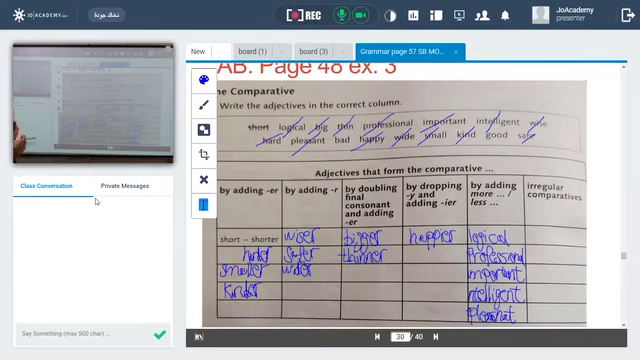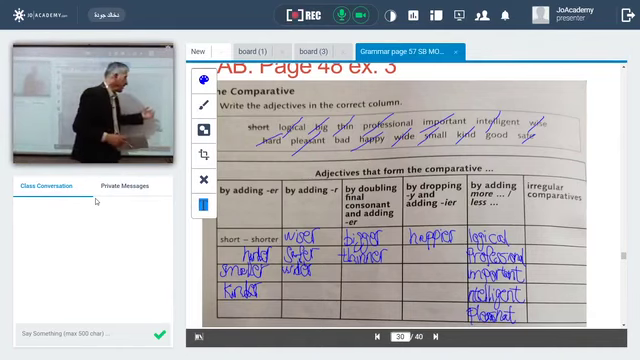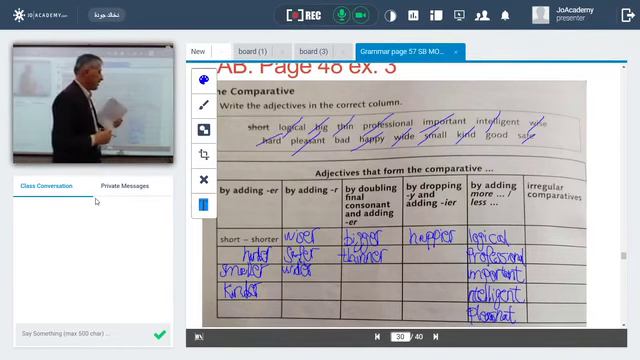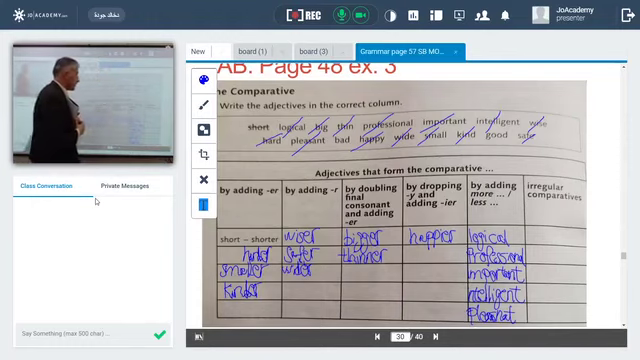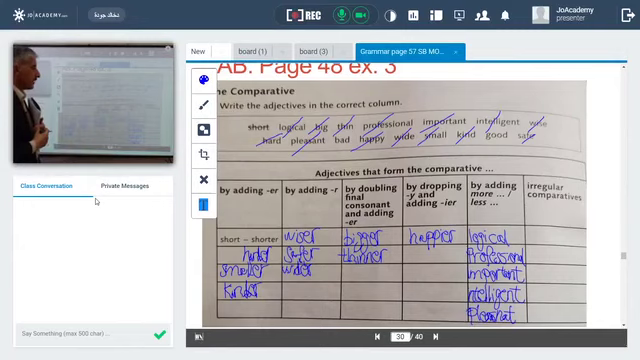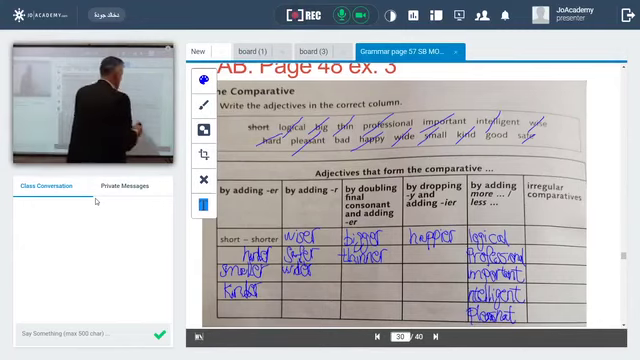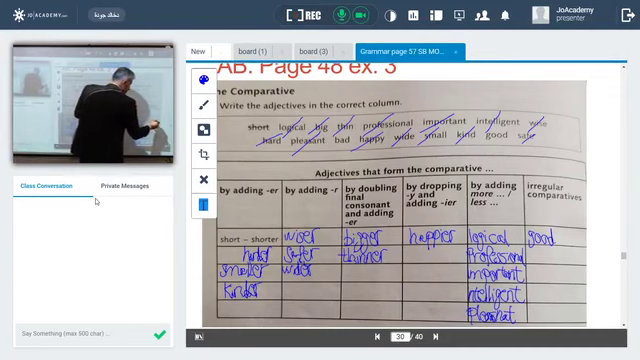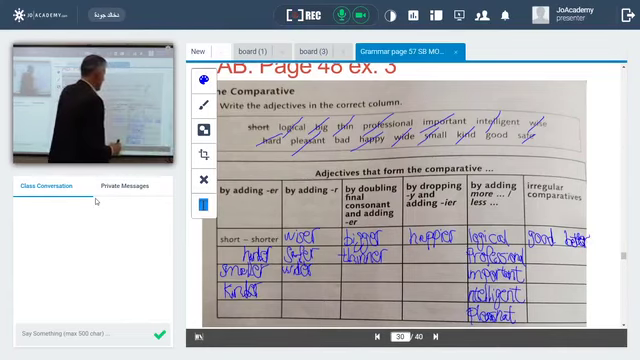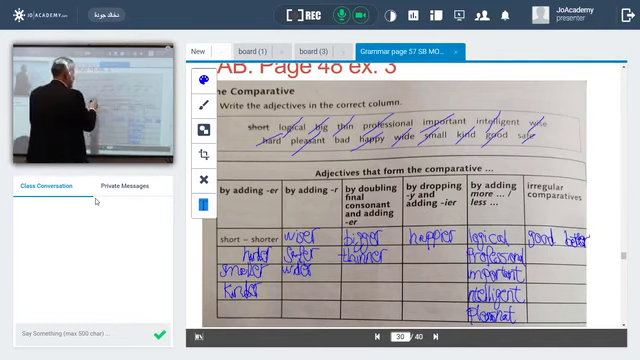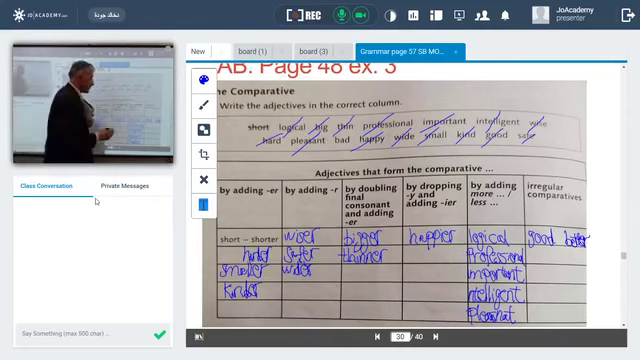So also left we have bad and good. So they are from the irregular comparatives. Here I will write good. Better. Okay, and we have the adjective bad becomes worse.